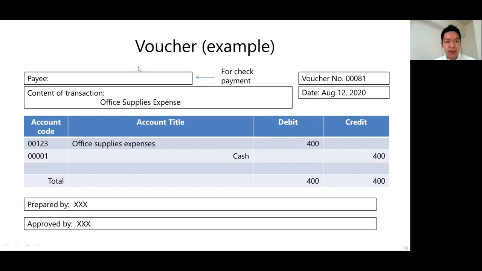So if there is a check payment, there is a payee. And the content of the transaction is always written. In this case, office supply expense.